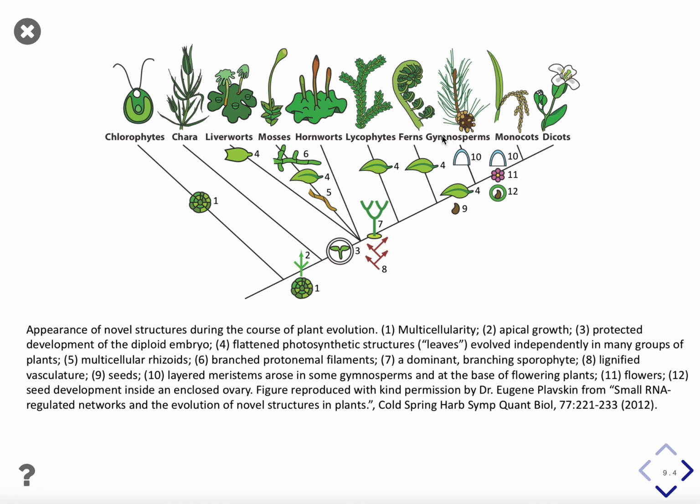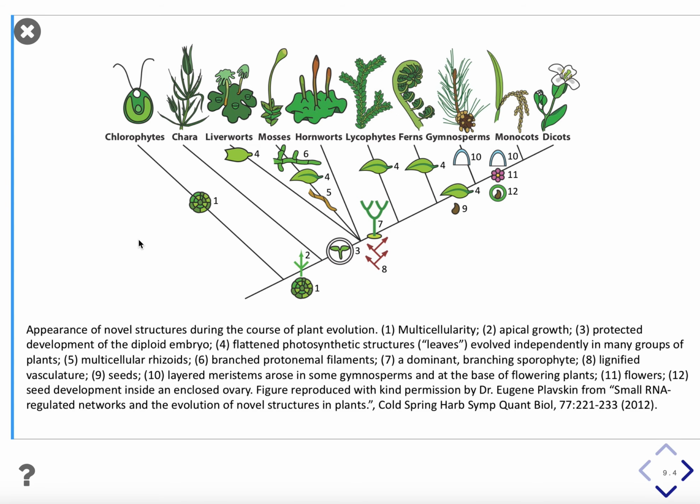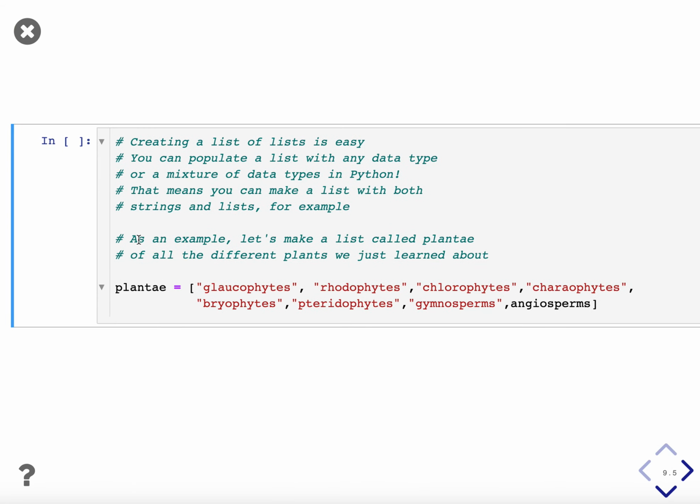These seeds are naked, which is the origin of the name gymnosperms, which means naked seed. These include pines. And then eventually we get to the angiosperms, the flowering plants, where the seed becomes enclosed in an ovary, and there are flowers. This figure was made by Eugene Plobskin, and it shows where in plant evolution all these novel features arose and the relationship of these plant groups that we'll be talking about today.